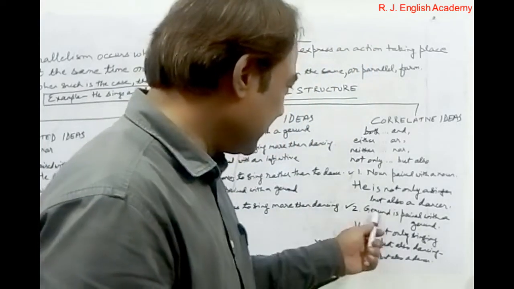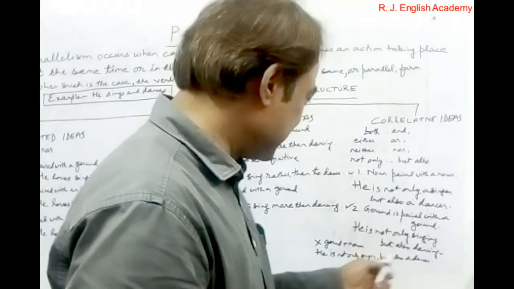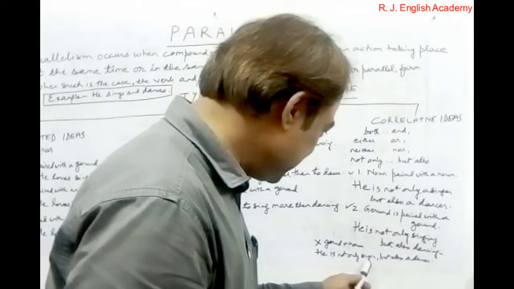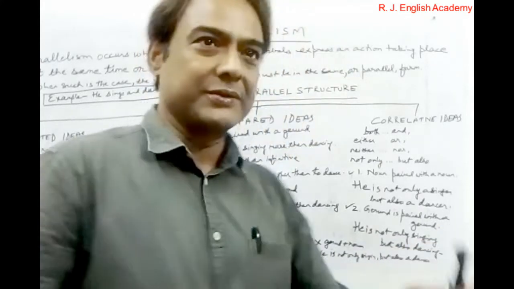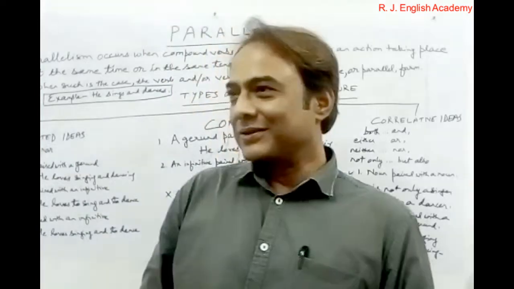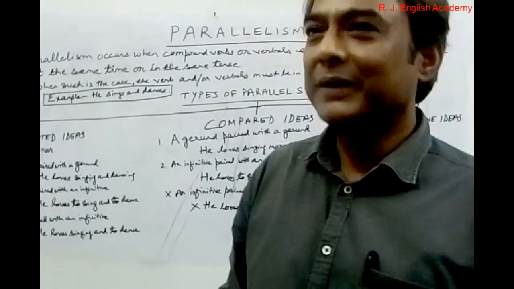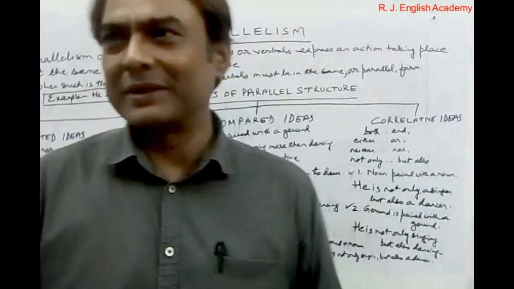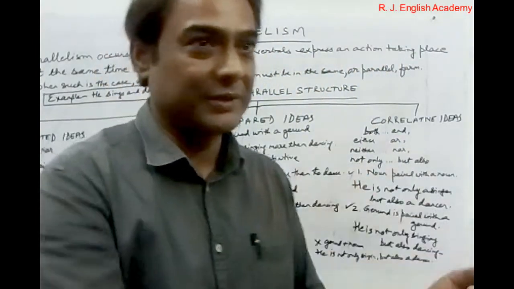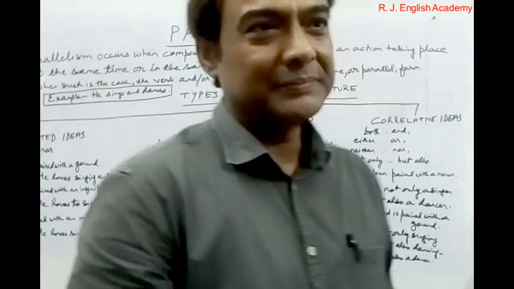Wrong is a gerund and a noun. If you pair a gerund with a noun, it is wrong. He is not only singing but also a dancer. He is not only a dancer but is also singing. This is wrong. You cannot pair a gerund with a noun. You cannot pair a noun with a gerund. It has to be of the same type.